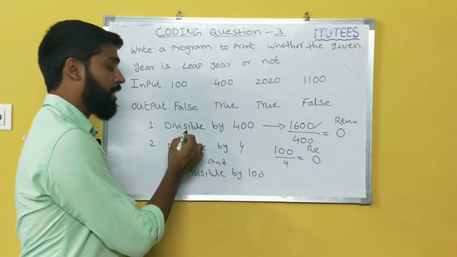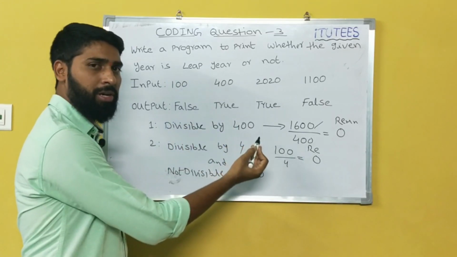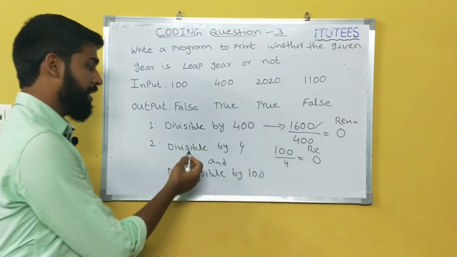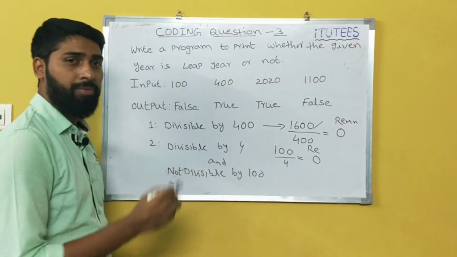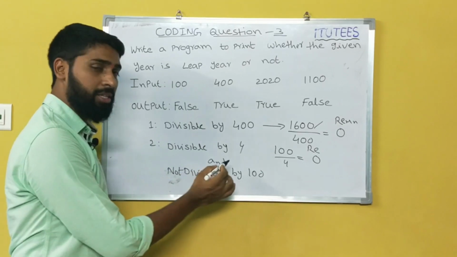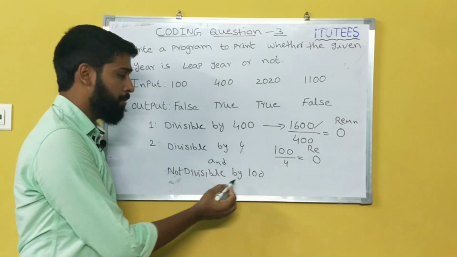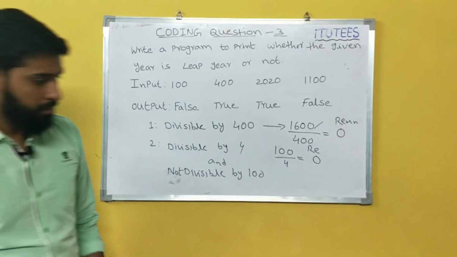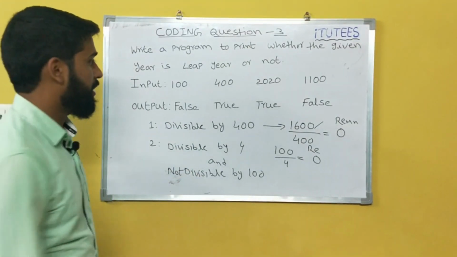That means the first condition is if it is divisible by 400, you are going to print the given year is leap year. If it is divisible by 4, then you can check another condition. What is the condition? The given year is not divisible by 100. That's it. So now we can see all the cases.